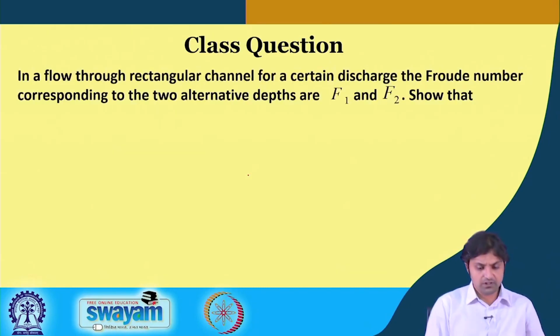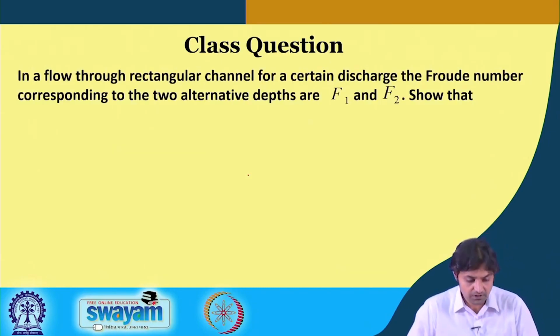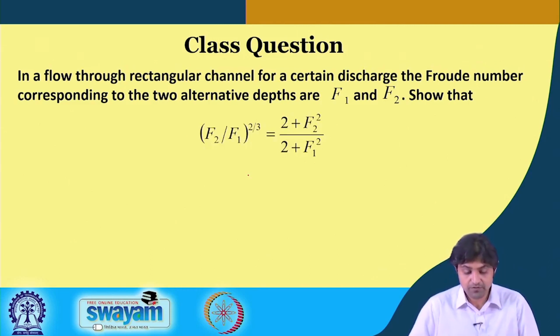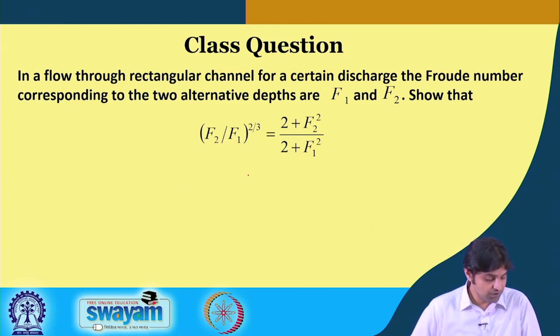So, there is one question: in a flow through a rectangular channel for a certain discharge, the Froude numbers corresponding to two alternate depths are F1 and F2. We have to show that (F2 by F1) raised to the power 2 by 3 is equal to (2 plus F2 squared) divided by (2 plus F1 squared). What do you think? Is this a question related to the hydraulic jump, yes or no?